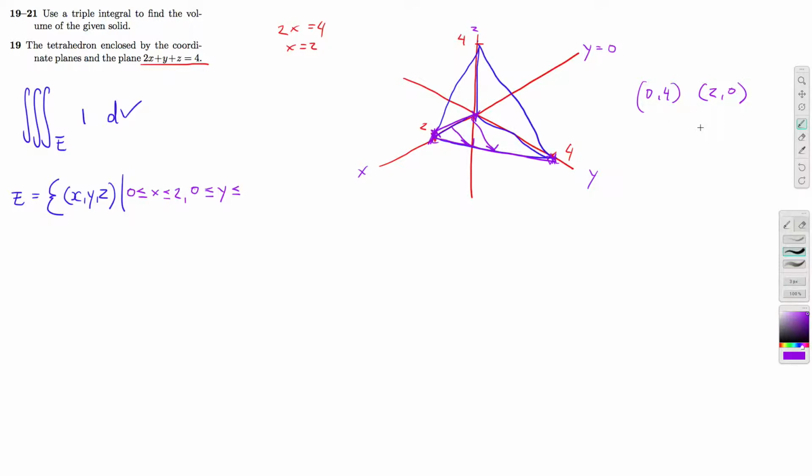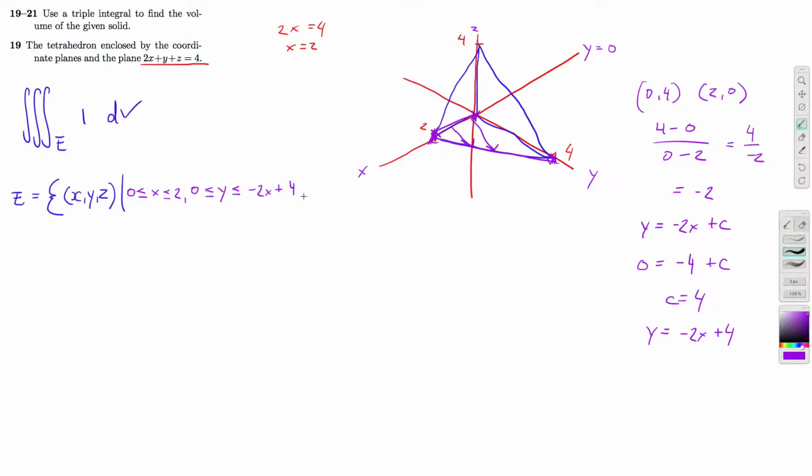Figure out the gradient of the line by going rise over run. So 4 minus 0 over 0 minus 2, which is going to equal minus 2. So y equals negative 2x plus c. You sub one of the points back in to find what c is. Actually, you could have just gone, the y-intercept is 4. So y equals negative 2x plus 4.